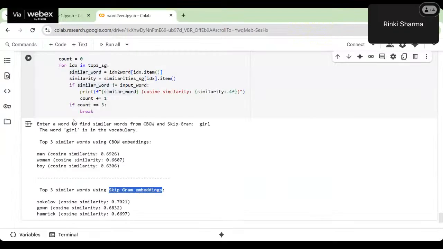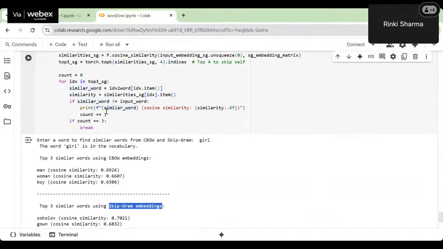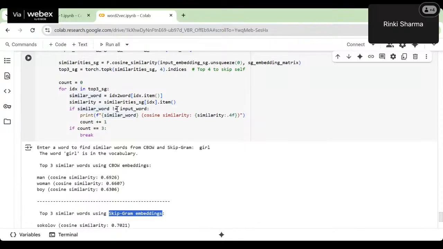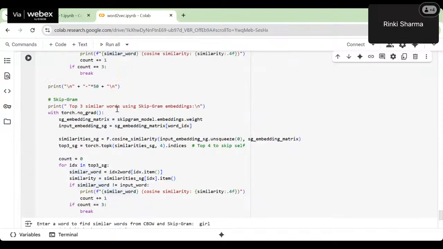So is there any doubt in this? If you are having any doubt, you can ask. Please let us know if you have any doubts. The participants, please let us know.